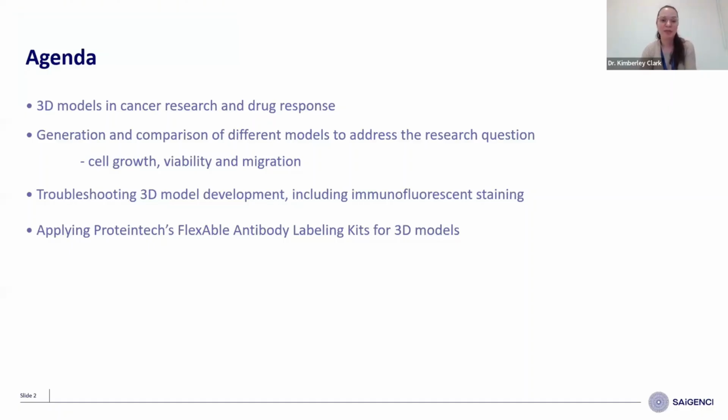Just to outline briefly a few things that I will touch on today, I'll be exploring the different models that we've been utilizing in our lab, how we've generated these and how they compare for answering different research questions, a little bit about some of the troubleshooting that we've experienced and how we've applied immunofluorescent staining in these models. And lastly, how Proteintech has been able to assist in this optimization step to enable better fluorescent antibody labeling in our 3D models.